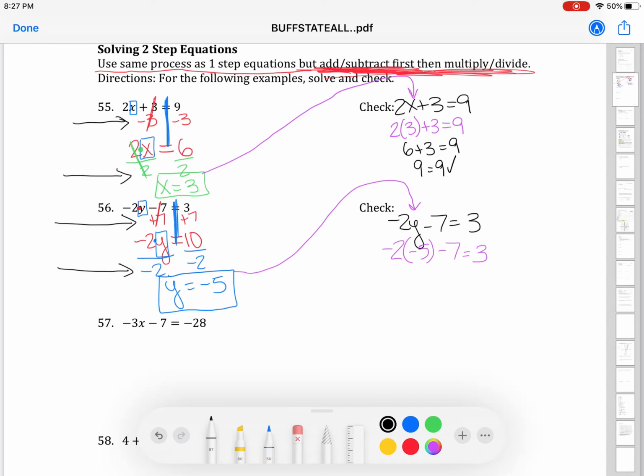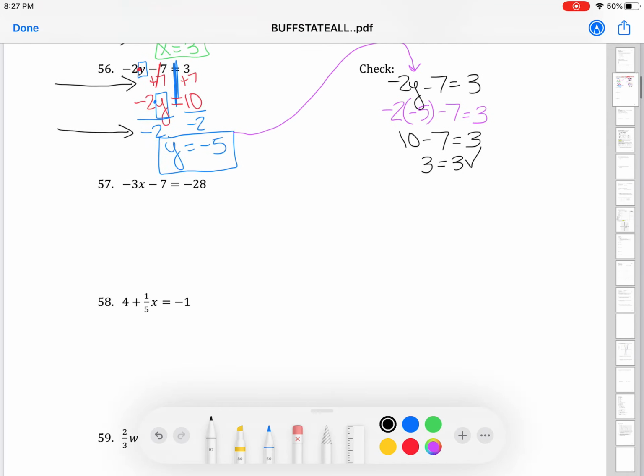So it'll be negative 2 times negative 5 minus 7 equals 3. You just simplified that left side. First I multiply negative 2 times negative 5 is 10. Bring down the minus 7, and 10 minus 7 is 3. So I get 3 is equal to 3, and that checks out.